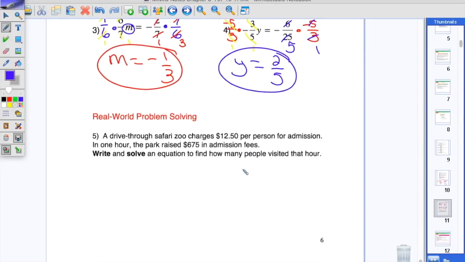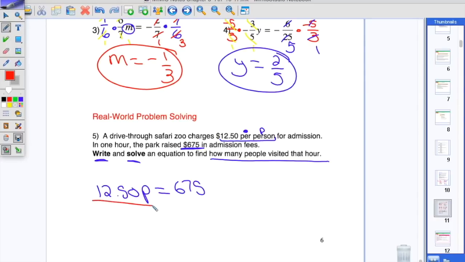Last example, problem solving. So it says a drive-through Safari Zoo charges $12.50 per person for admission. In 1 hour, the park raised $675 in admission fees. Write and solve an equation to find how many people visited that hour. So we can translate the first part. It's $12.50 per person. Per means multiplication. So $12.50 P is equal to, and that would be how much they raised in that 1 hour.